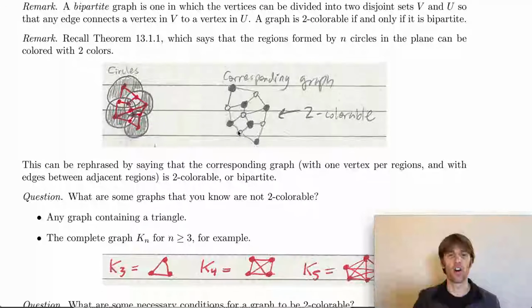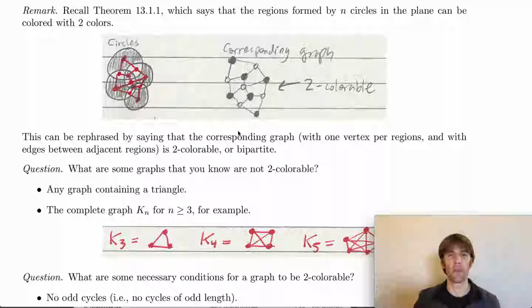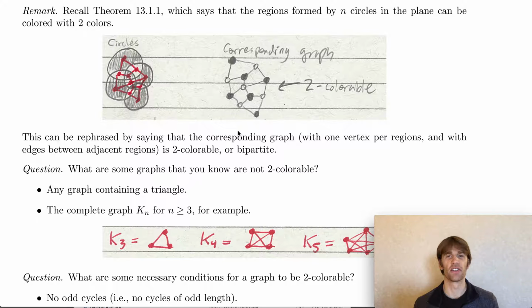I'd like to recall Theorem 13.1.1 from last section, which says that if you draw circles in the plane, then the regions produced by those circles can be colored with exactly 2 colors so that adjacent regions don't share the same color. This can be rephrased as stating that a particular graph is 2-colorable or bipartite. So which graph is this? This is the graph that I've drawn here on the right.